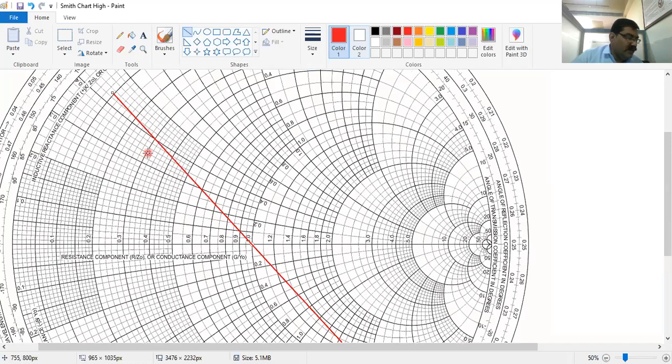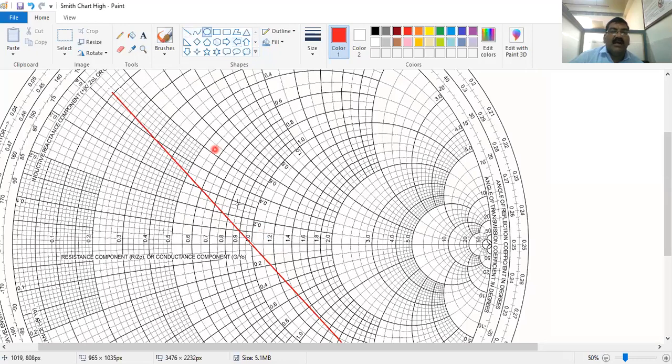Is anybody having the Smith chart? It is quite difficult to get right now. Okay, if you have the Smith chart, you can mark it out.